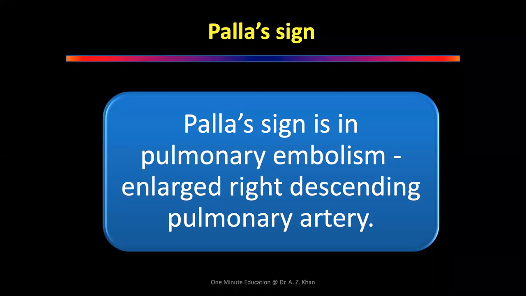Very important. Okay. And you've got to look for the McConnell sign, which is again a sign on echocardiography. That's also part of pulmonary embolism, where the free wall of the RV does not move. There is akinesia of the free wall of the RV.